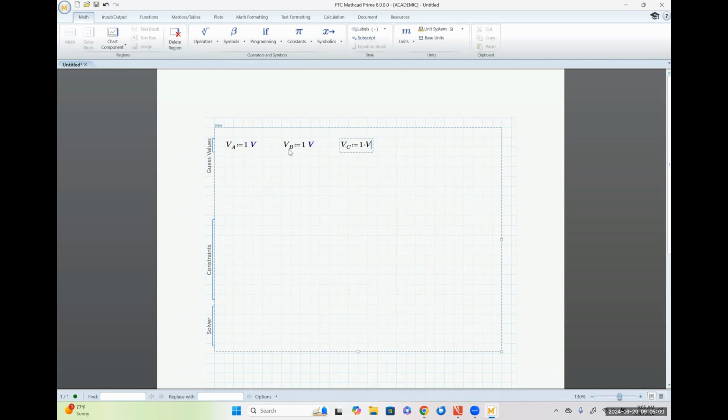VC is equal to 1 volt. VD is equal to 1 volt. By the way, you're not required to use units with MathCAD, but I literally always do. If you're going to use units, you have to use them for literally everything, or you will get an error. So either use units all the way or don't use them at all.